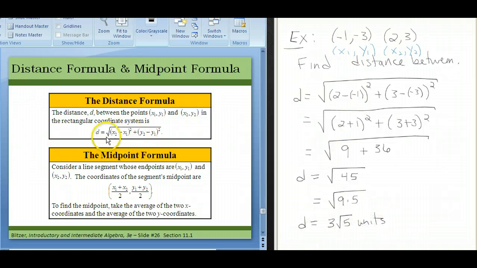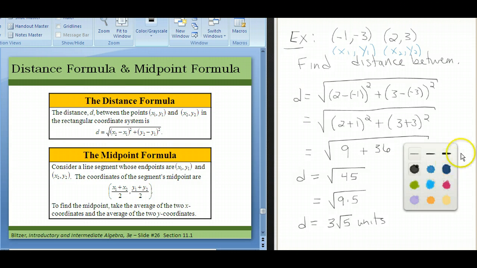The distance formula, by the way, comes from the Pythagorean theorem. If you notice that if you squared both sides of this equation, you would get d squared equals difference of the x's squared plus difference of the y's squared. That's exactly the Pythagorean theorem when you're working with a triangle that connects the 2 points in the xy axes, right?